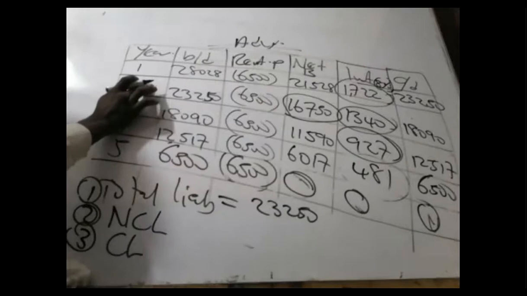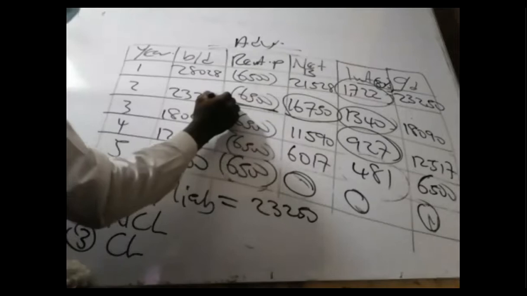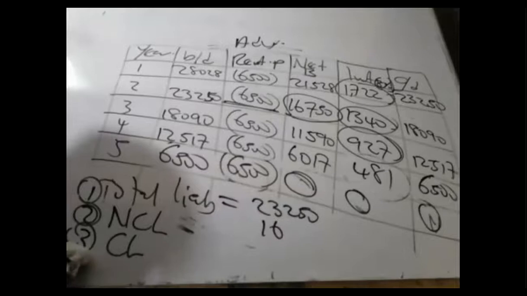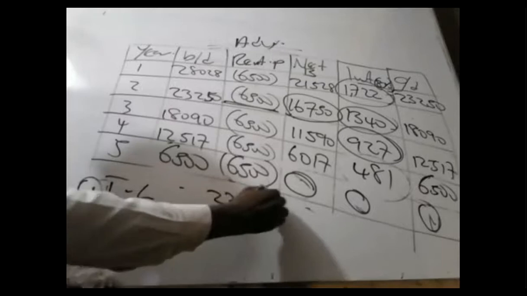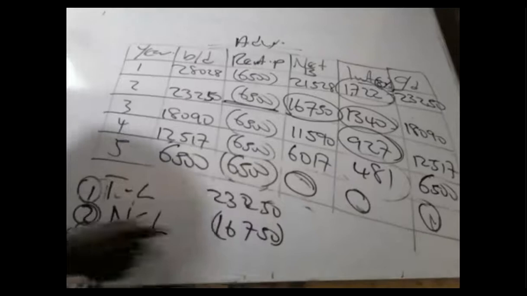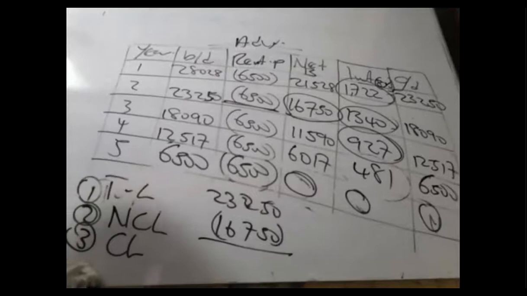So the repayment, I get here, right? What is the balance left? 16,750. So here, the liability is equal to 16,750. So total liability is equal to 23,250. The non-current liability is equal to 16,750. When I take this one off from the total liability, it must give me what? The current liability. What is the current liability? And that answer is very common.